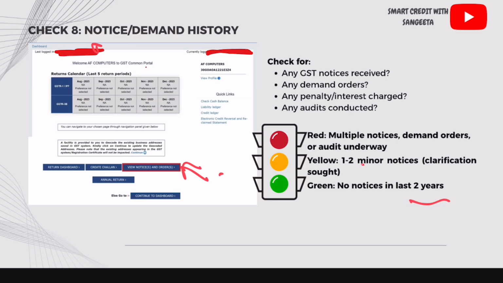If there are 1 to 2 minor notices, then you need to take clarification from the customer. And if there are multiple notices, demand orders or an audit underway, then again this is a red flag. This is risky, right? Now, why does this matter? If your client is under GST scrutiny, then it means the department suspects irregularities, right? There may be possible tax demand pending. If the demand is raised, their working capital gets hit. That's true. And your loan might be used to pay GST dues, and that means fund diversion.